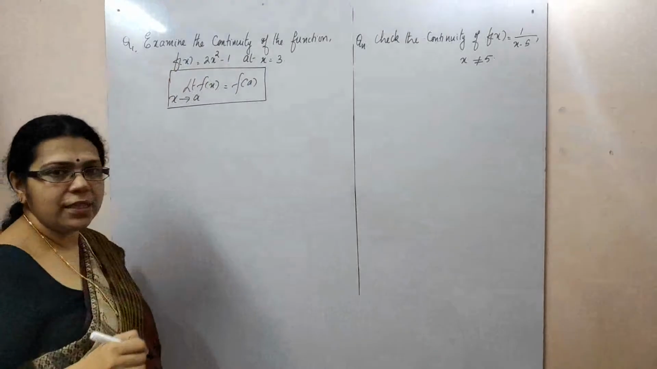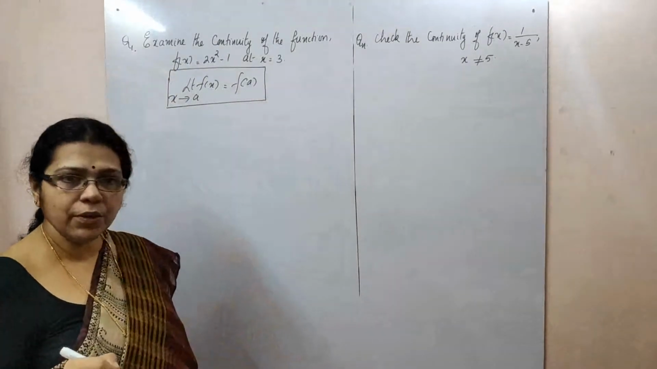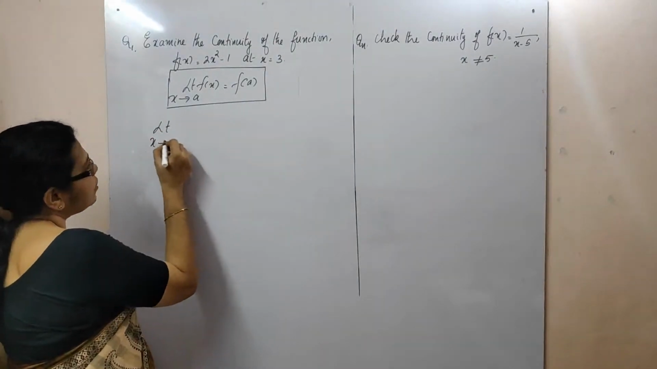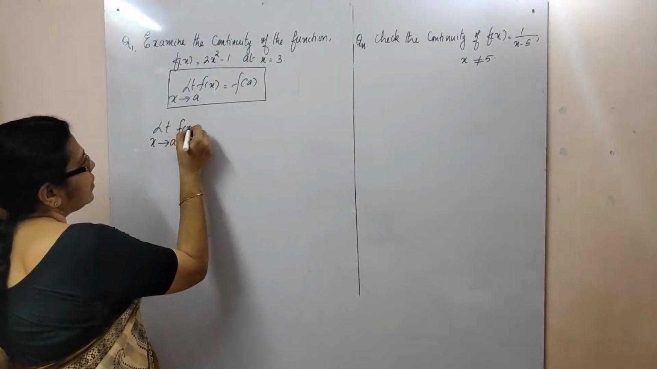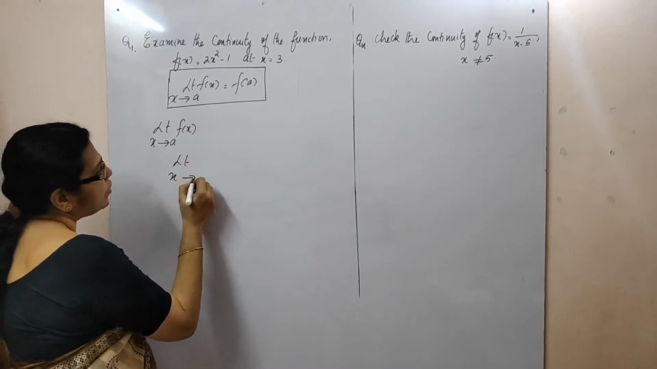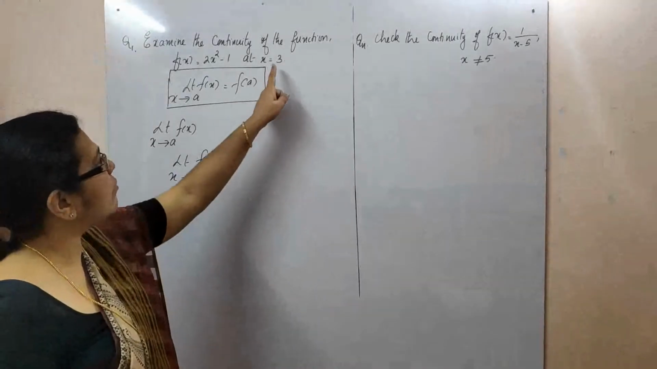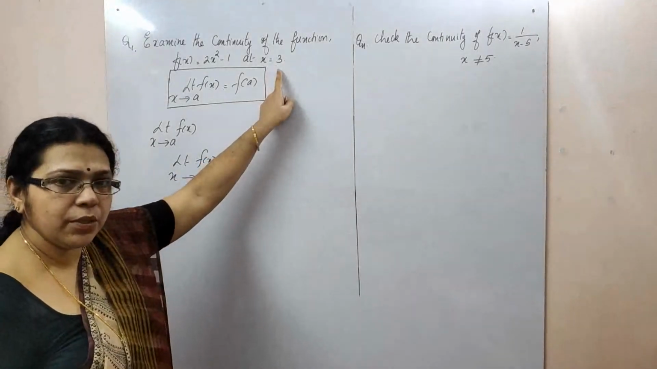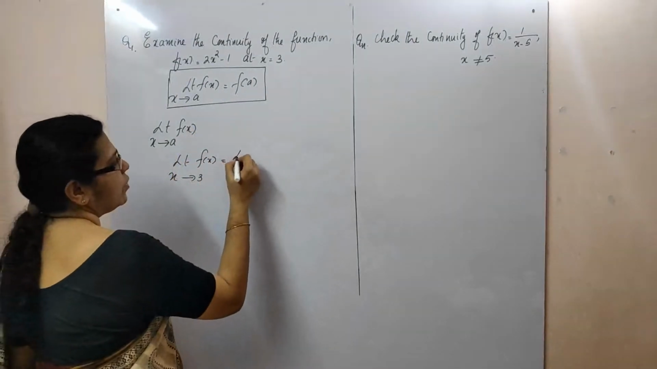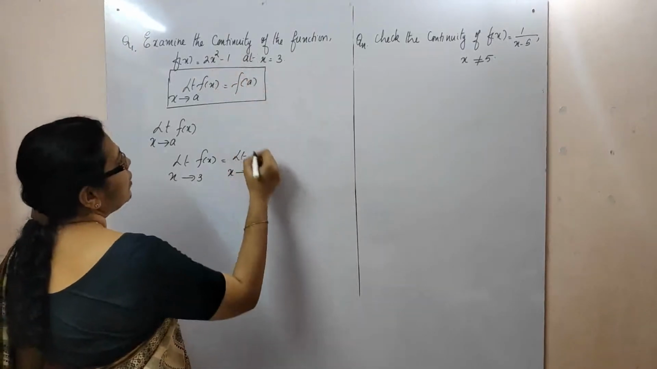So, the function is said to be continuous if limit x tends to a f of x is equal to f of a. Now, what is limit x tends to a f of x? Here, this is same as limit x tends to 3 of f of x. Right? Here we are checking for the continuity at x is equal to 3. So, limit x tends to 3 f of x is equal to what? Limit x tends to 3 of, what is f of x value?